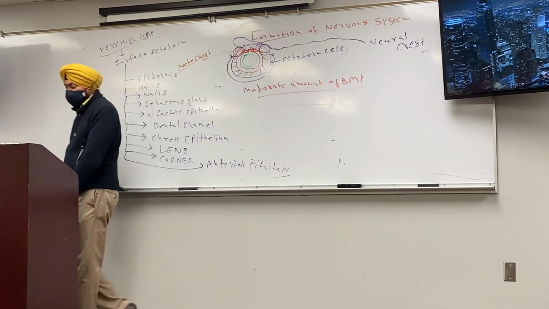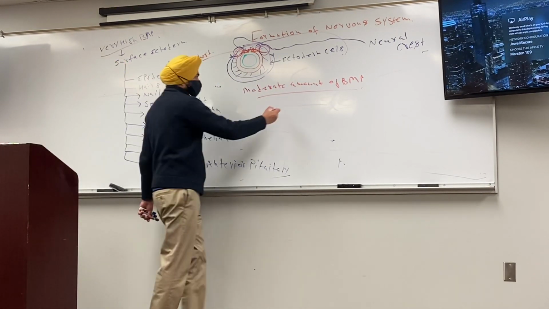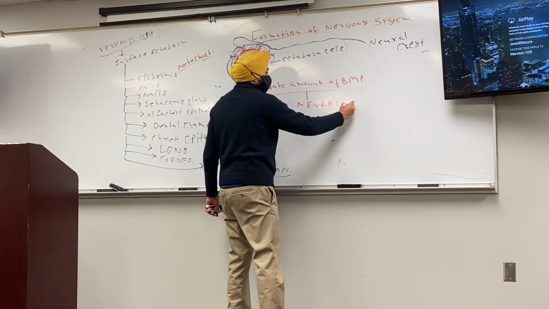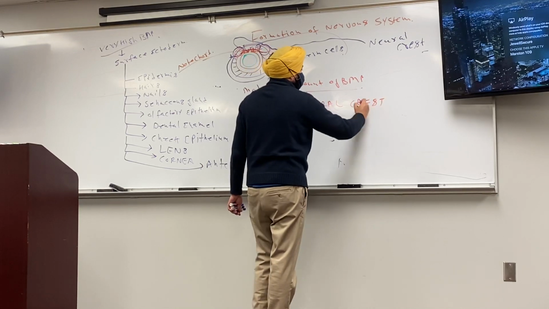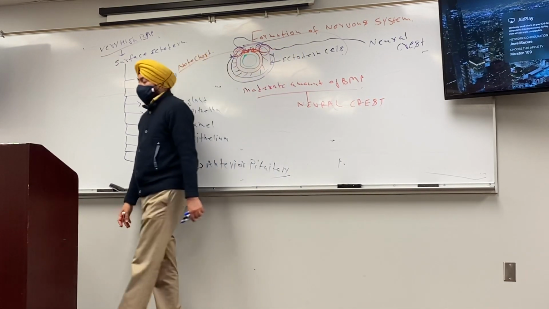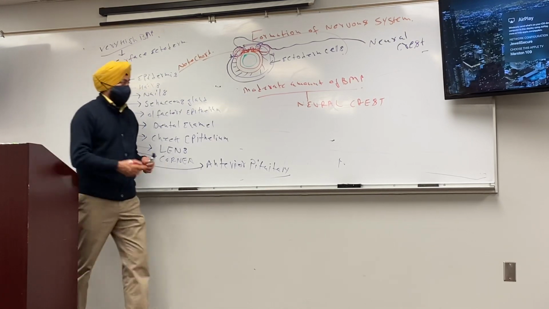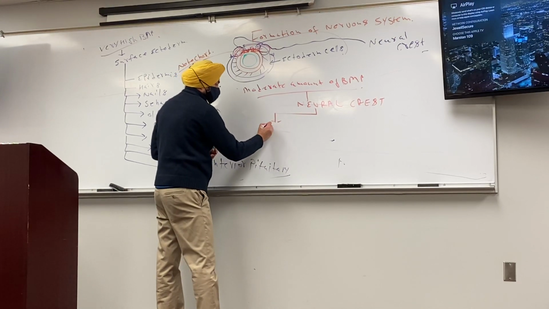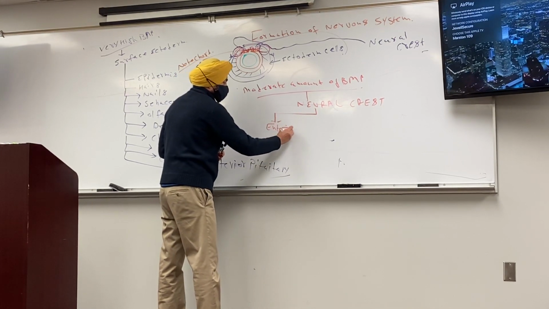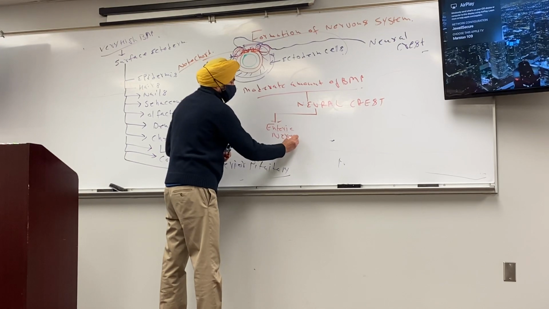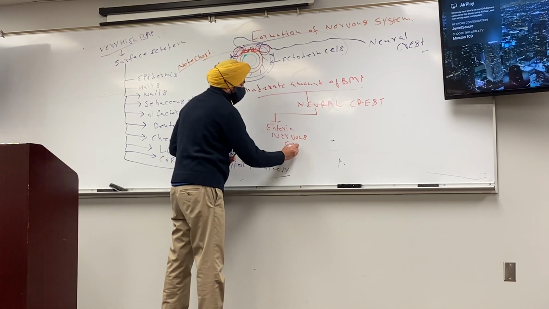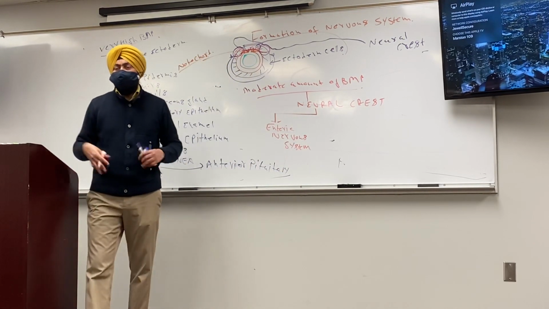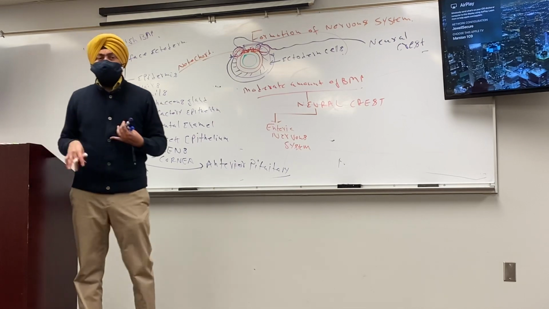Okay, and when you have a moderate amount of BMP, you become neural crest. And neural crest gave you multiple things. It gave you the enteric nervous system. The enteric nervous system is the nervous system of the gut that controls gut motility, gut absorption, gut secretion, and we also call it the second brain.